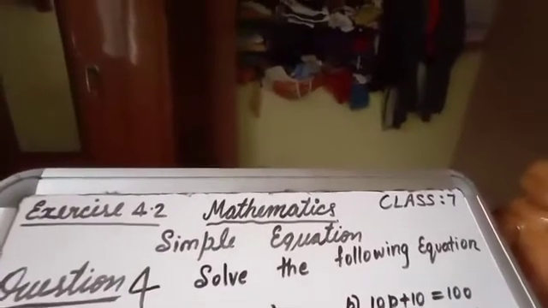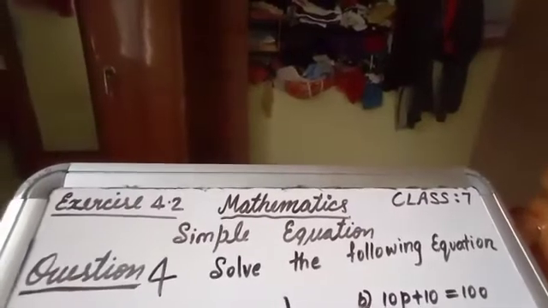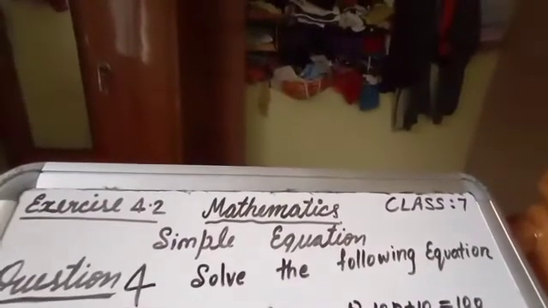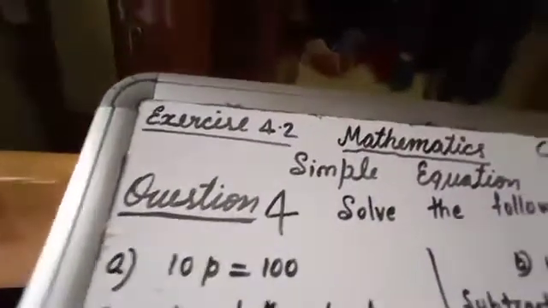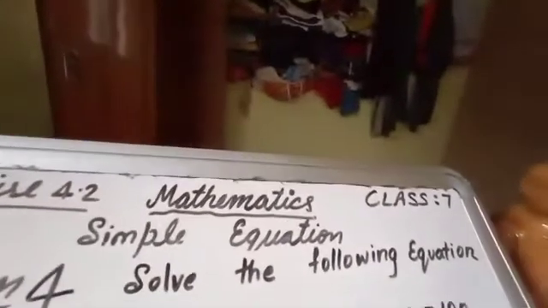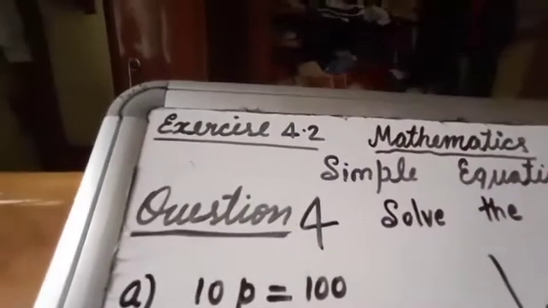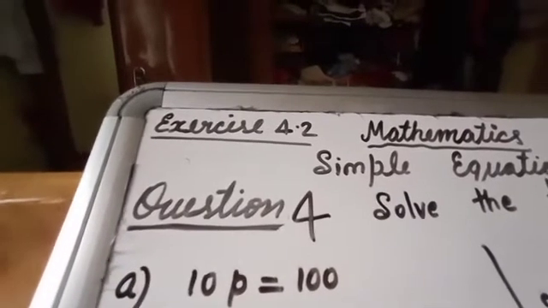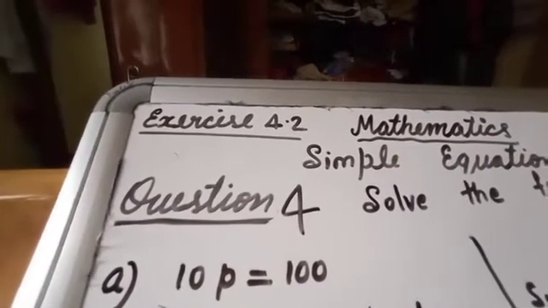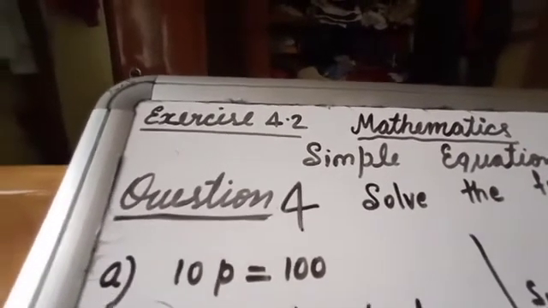Hi my dear students, let us begin Mathematics class 7 exercise 4.2 simple equations, question number 4. Solve the following equations. In the first question they did not ask you to do anything, they just ask you to solve, so it is left to you. As I suggested in the previous video also, our first intention is to separate the variable to get the value of p. If they ask you to solve, it means you have to find out the value of the variable.